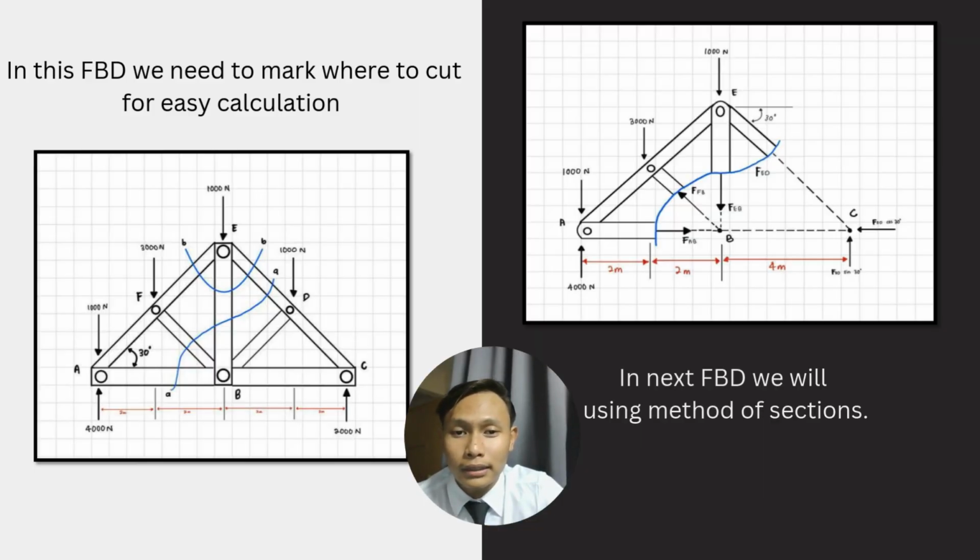So we can see here we have plotted a picture showing where we want to cut it. On the right side picture, we have cut at point A. So the FBD will be like this after we cut. When we cut it, it helps us to calculate the force in each joint more easily.